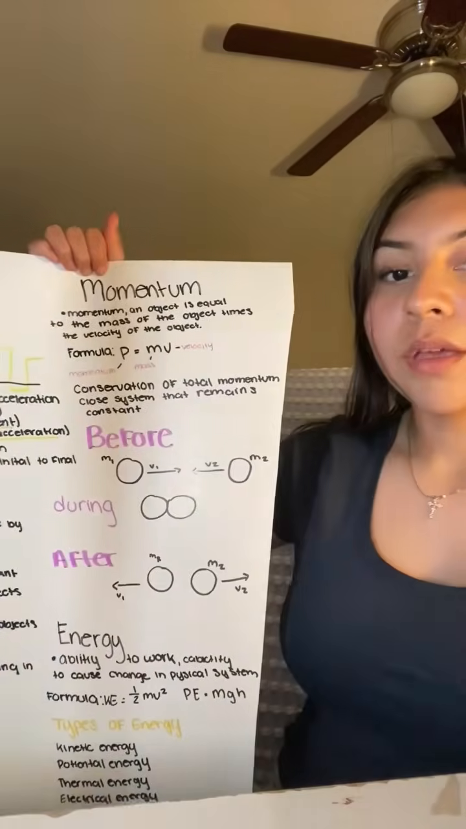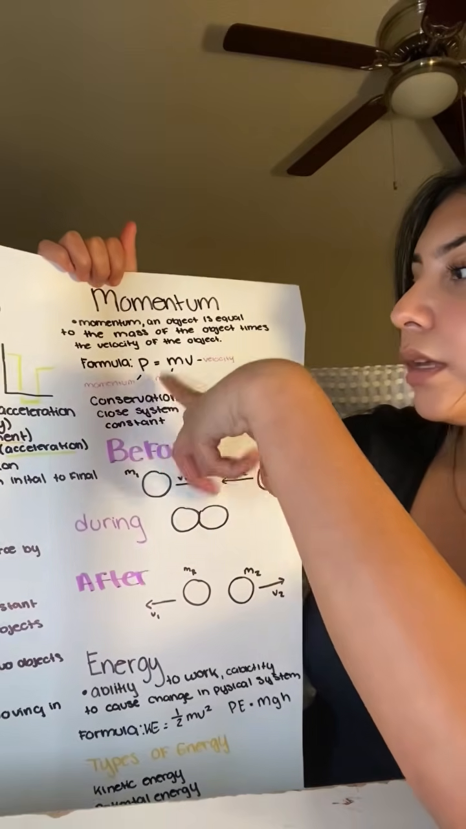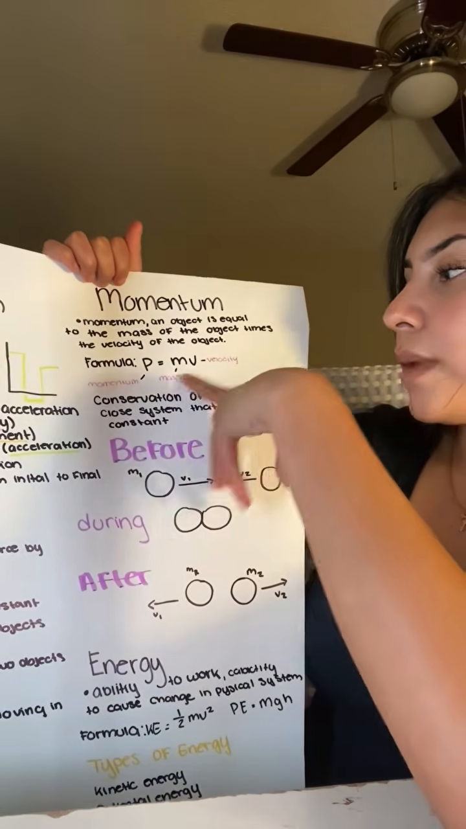Next, I'll be talking about momentum. Momentum is equal to the mass of the object times the velocity of the object. So here's the formula: P equals mv. P equals momentum, m equals mass, and v equals velocity, of course.